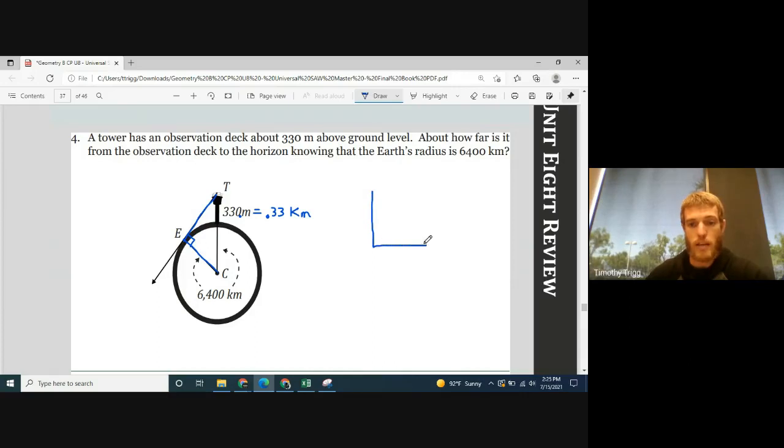I'm going to go ahead and draw it to the side here. Here's where T is. That's the top of the tower. E is where the right angle is. And then C is here. The length from E to C is 6,400 kilometers. And the length from T down to C is the 6,400 plus 0.33 more, so 6,400.33 kilometers. And we're looking for the distance from the top of the tower to the horizon. So that's going to be our unknown here. We'll put an X.